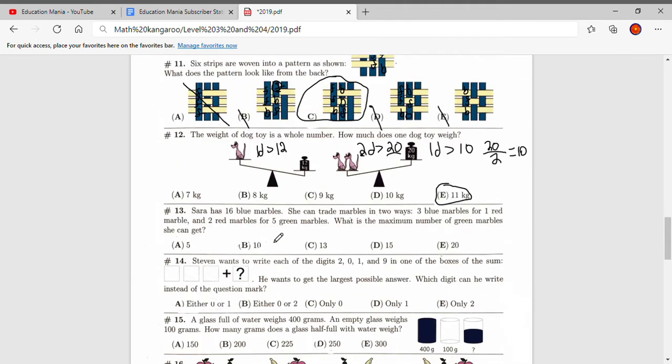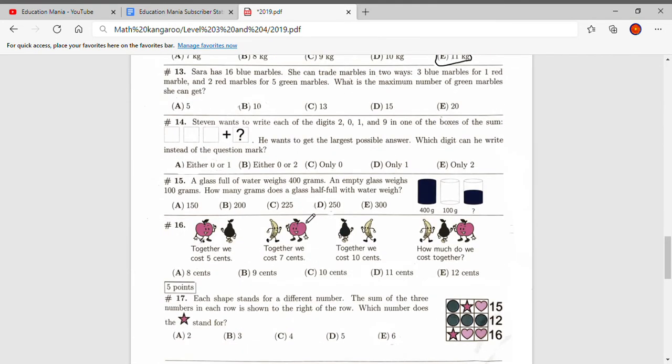Number 13. Sarah has 16 blue marbles. She can trade marbles in 2 ways: 3 blue marbles for 1 red marble, and 2 red marbles for 5 green marbles. What is the maximum number of green marbles she can get? So 16 blue marbles is how much she has starting. So she wants to trade them into green marbles.